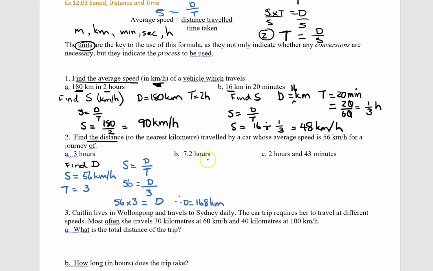This one is the same, except it just has a decimal for time. So we know that time, this time, is 7.2 hours. Speed is equal to distance divided by time. The speed staying the same, it's this 56, is the distance divided by 7.2. So we can see this is an equation. We could solve this for d. To get d by itself, you'd have to multiply by 7.2. So d would be equal to 56 multiplied by 7.2.